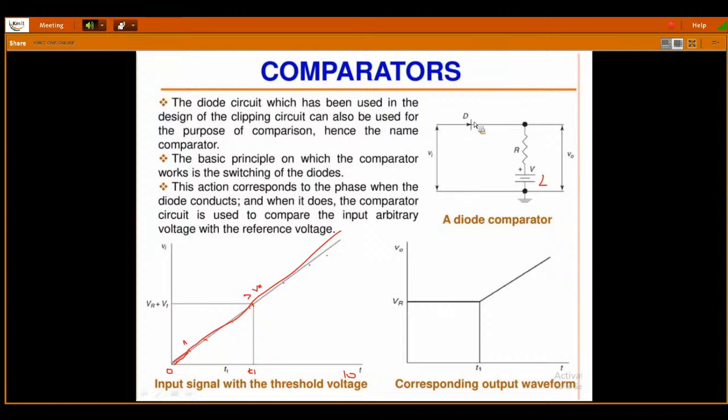Will the diode be in forward bias? No. On this side there is only 1 volt, on this side there are 2 volts. This side is at the higher potential, so with respect to this, the diode will be in reverse bias.